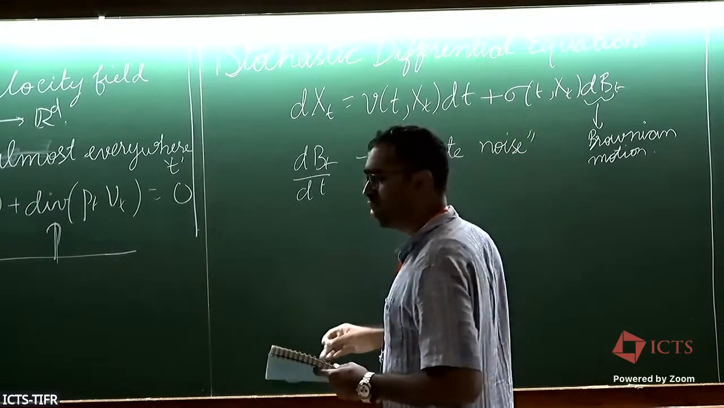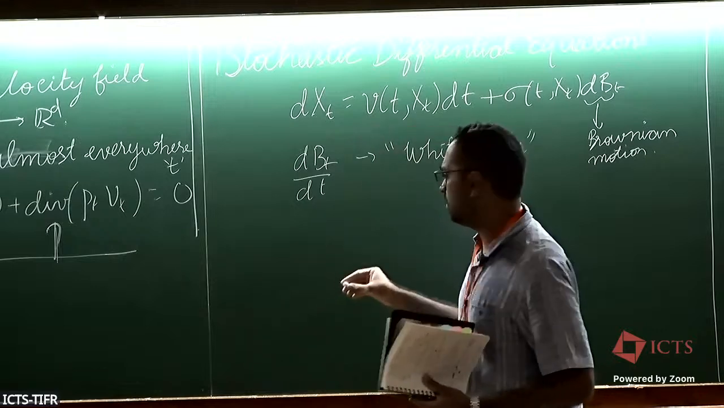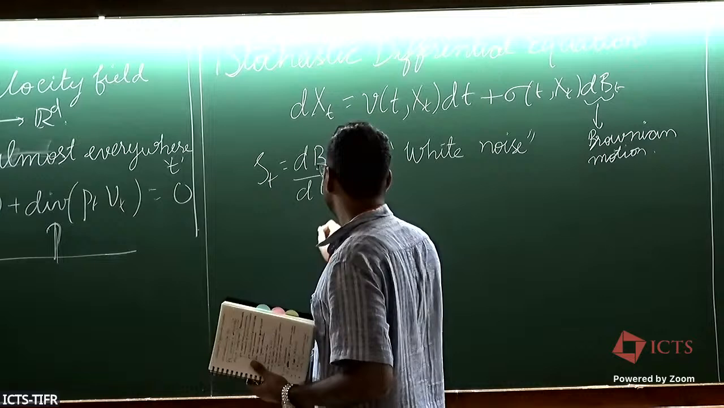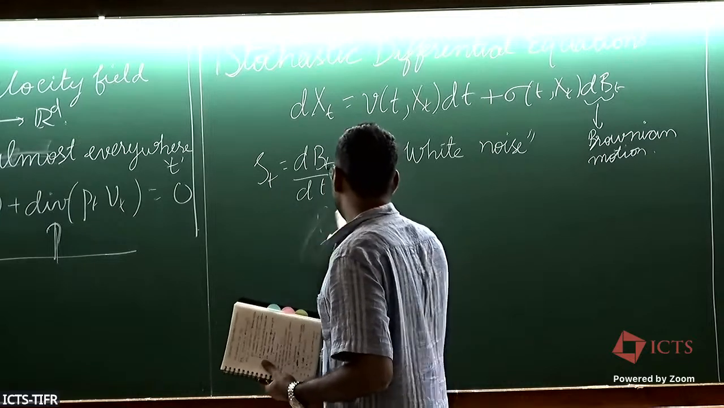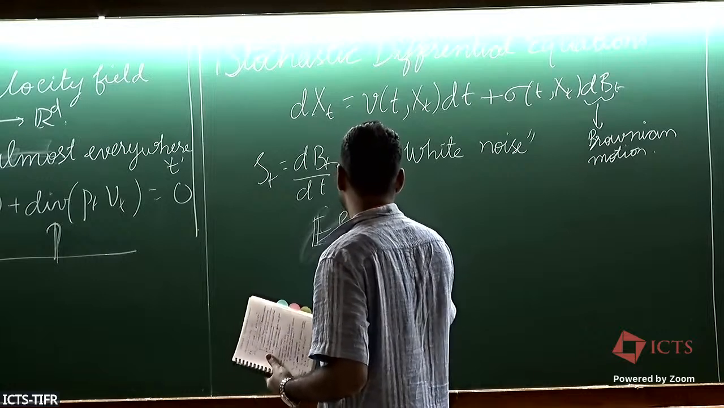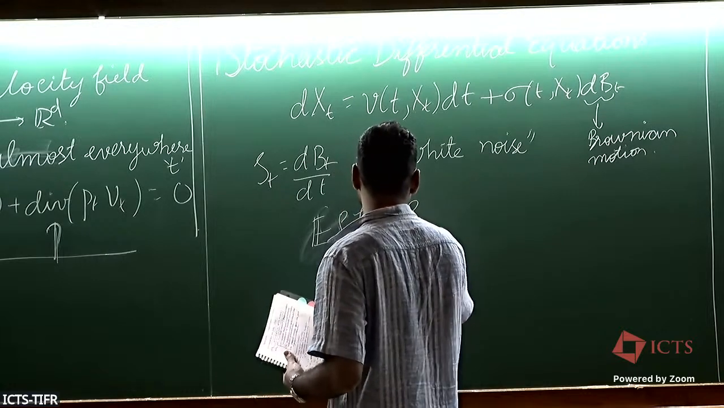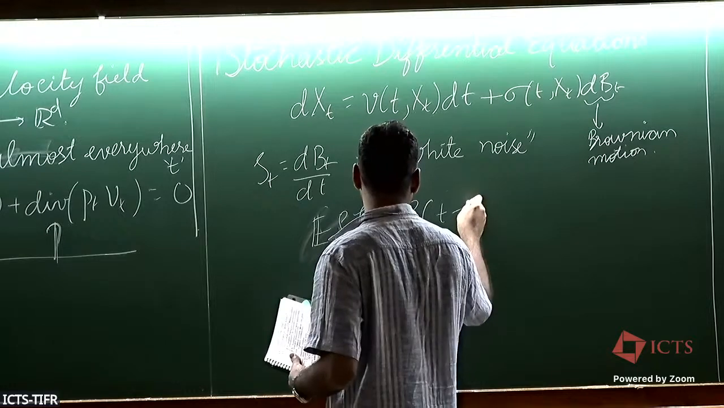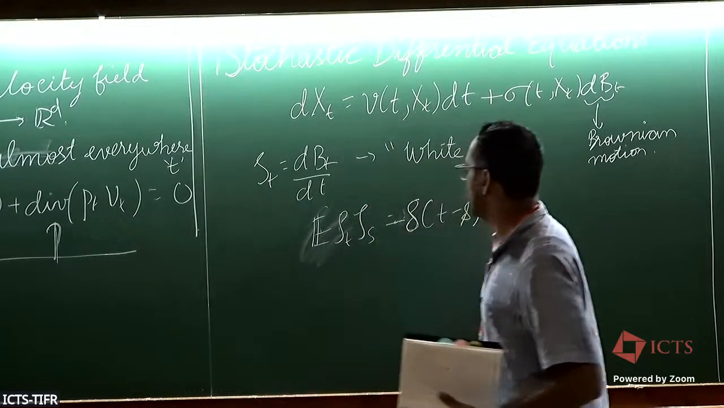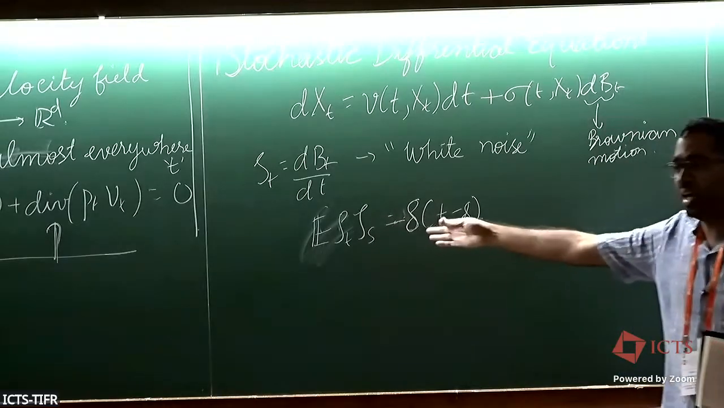It's actually hard to interpret what this means. Let's call this zeta t, the white noise. It has some properties like this: expectation of zeta t zeta s is equal to the Dirac delta of t minus s. So we don't know what this random variable actually means, right?